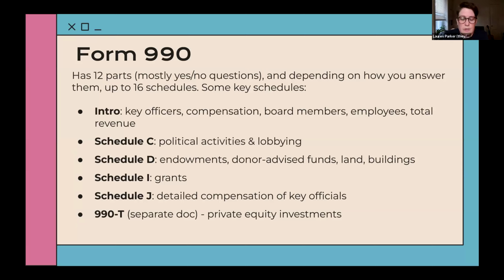As well as information on donor advised funds and assets like land and buildings. Schedule I is a really important one, and it has a list of all the grant making activities of the nonprofit. And then Schedule J has more detailed information about compensation. Sometimes you'll also see a totally separate document in Nonprofit Explorer called the 990T, and that has information on private equity investments.